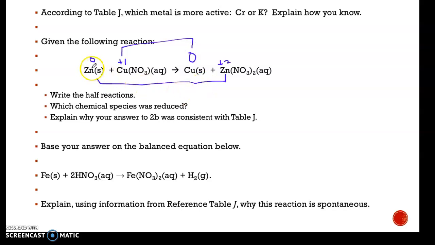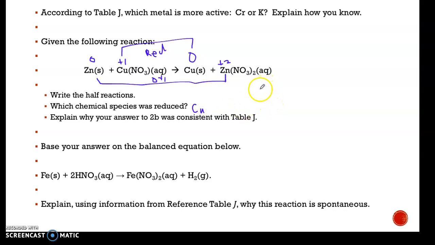So we'll notice that Zn is going from 0 to +2, so that is oxidizing. And then Cu is going from +1 to 0, so that is reducing. And I've identified what is reduced. That is going to be Cu, right?